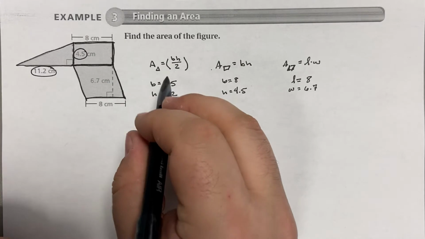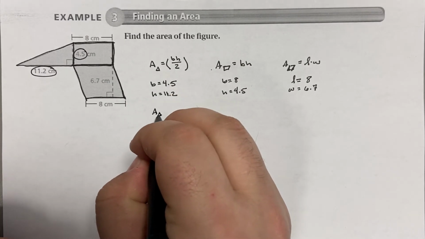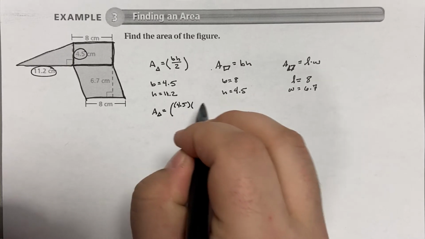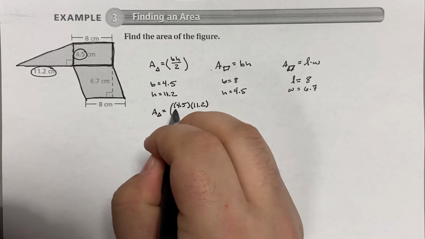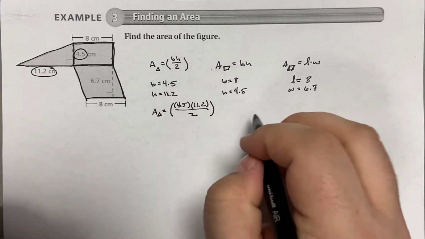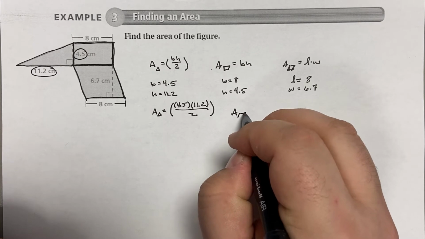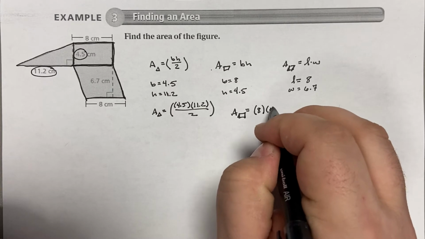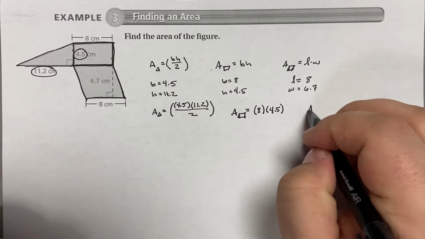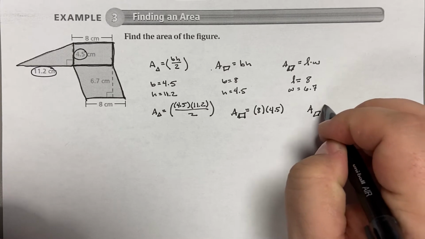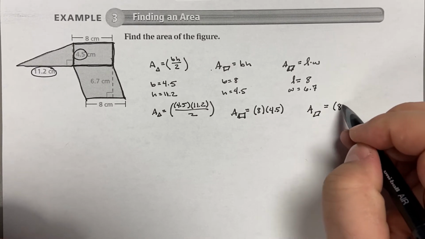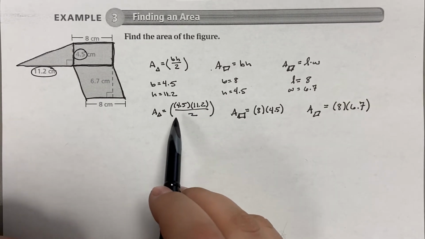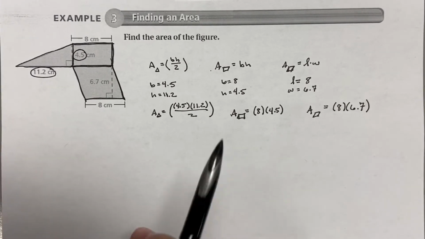All right, here we go. We get the area of a triangle, substituting everything in, is 4.5 times 11.2 over 2. The area of our rectangle is going to be base times height, which is 8 times 4.5. And the area of our parallelogram is going to be length times width, or 8 times 6.7.